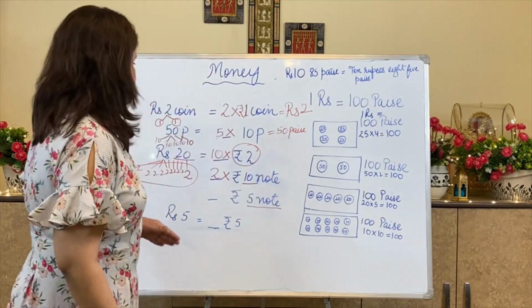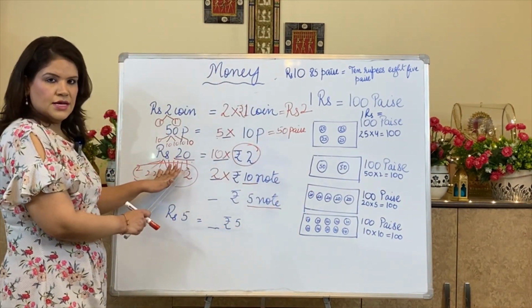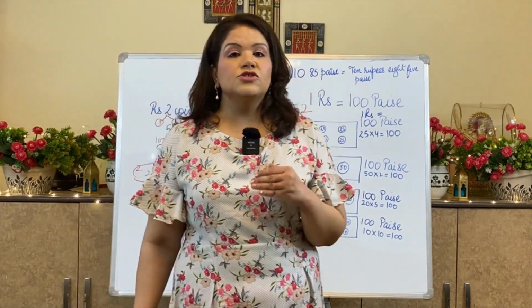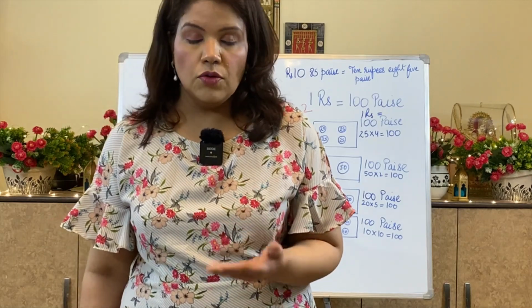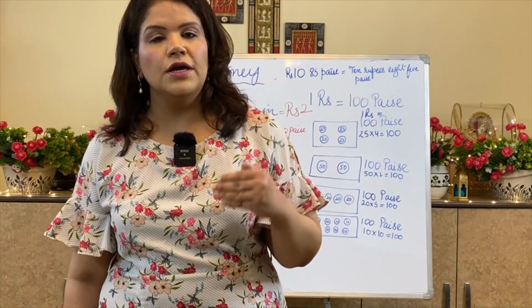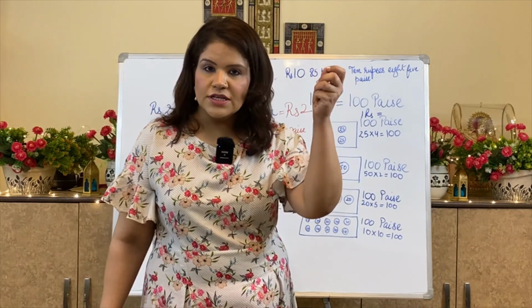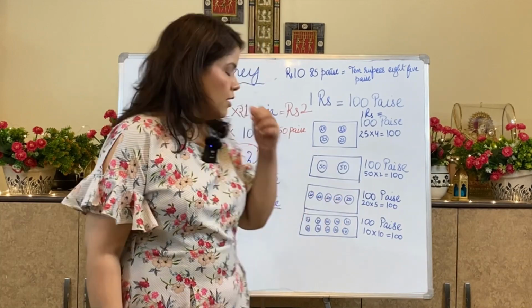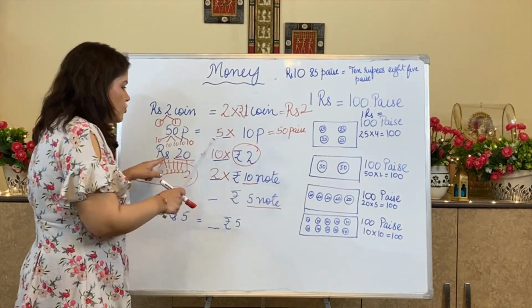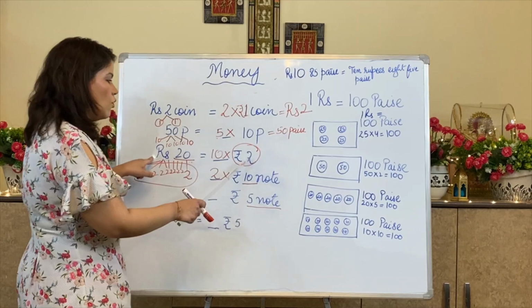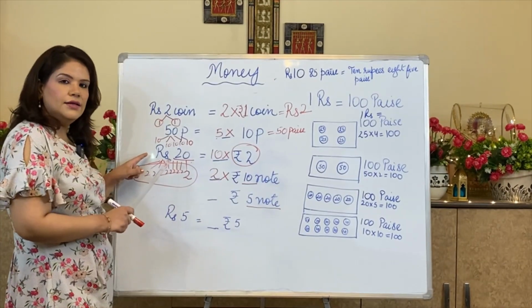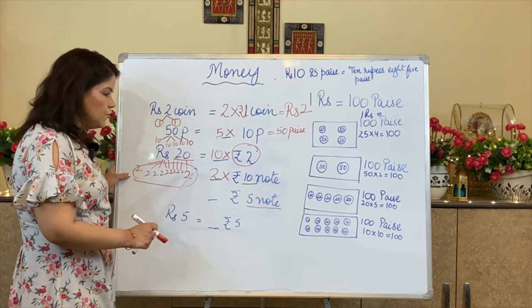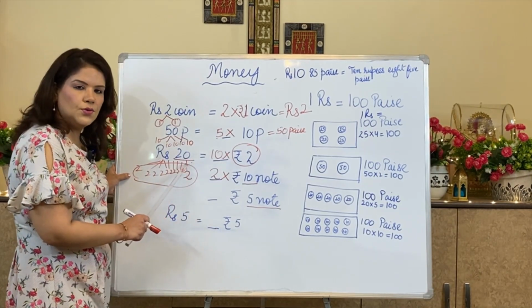Now I want exchange of 20 rupees in terms of rupees 2. How many notes of rupees 2 will make a 20 rupee note? That means each note is carrying a value of 2. So how many notes of 2 should I have to make 10? We have to see how many parts, and we can see 2 into 10 is 20. That means 10 notes of value 2 will make a 20 rupee note.